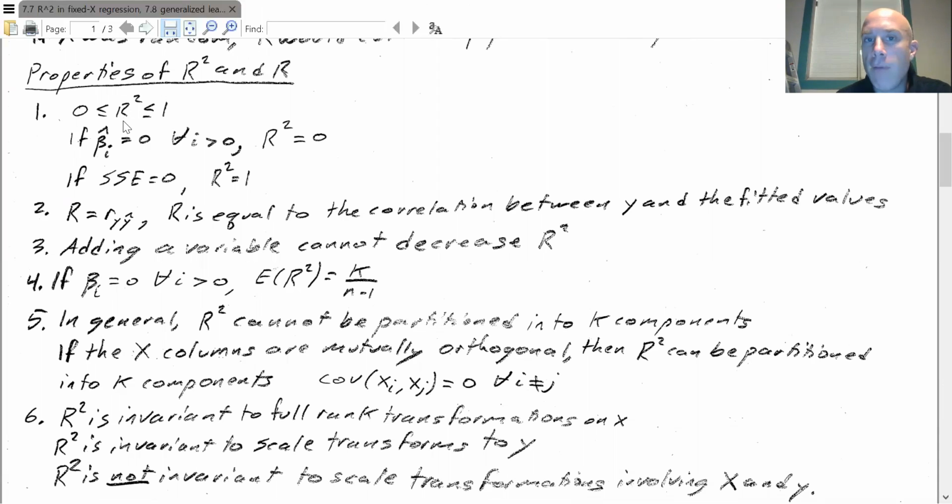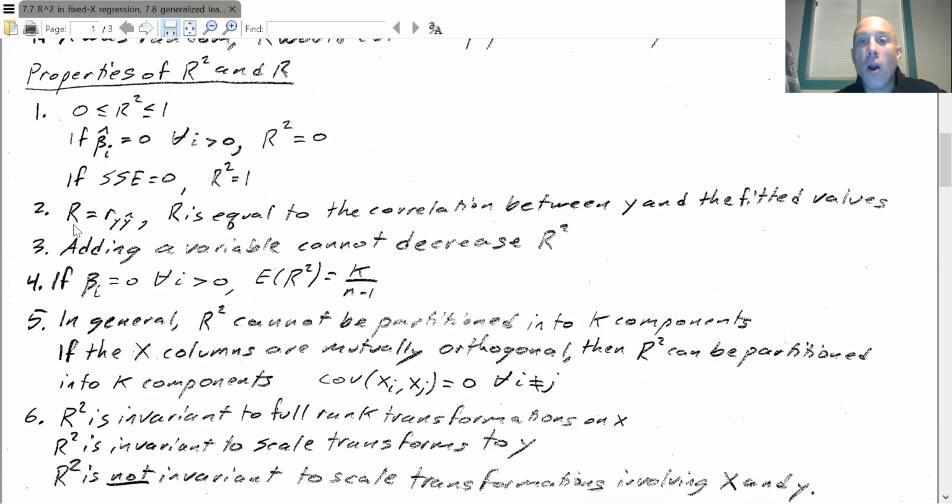From the argument that I gave a moment ago, R squared is between 0 and 1. Now, if beta hat sub i is equal to 0 for all i greater than 0, so here everything except for the y-intercept, then R squared has to be equal to 0. And also, if sum of squares error is equal to 0, then from the equation with sum of squares total, sum of squares regression, sum of squares error, we know that R squared has to equal 1.